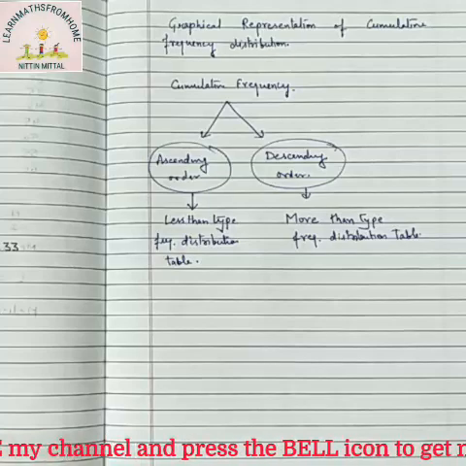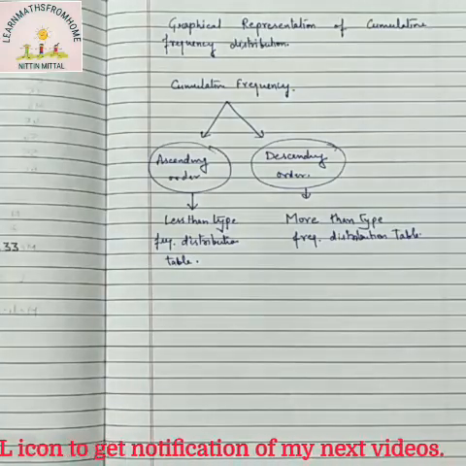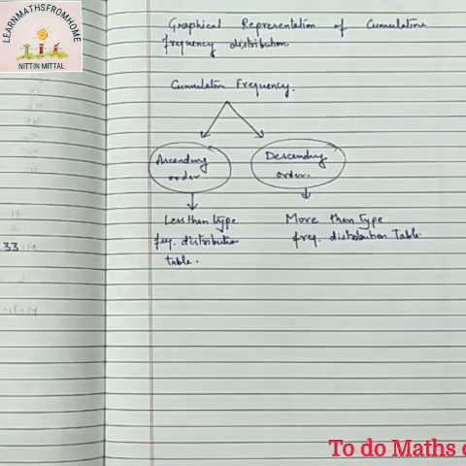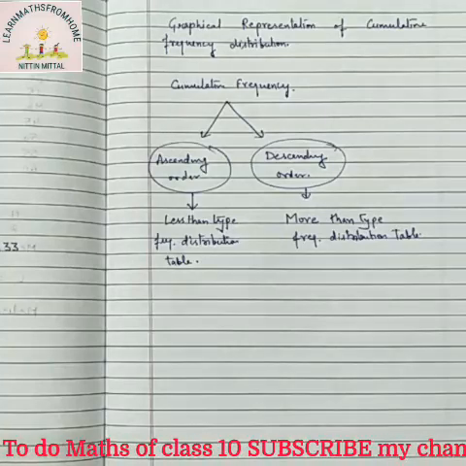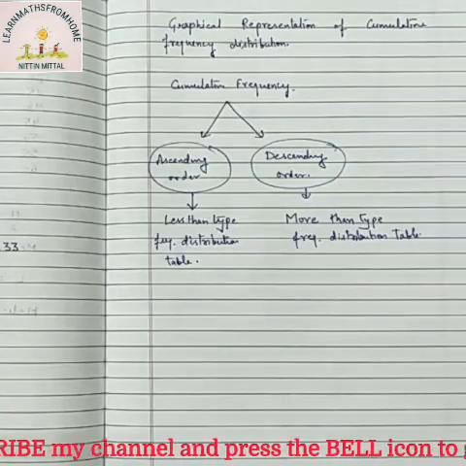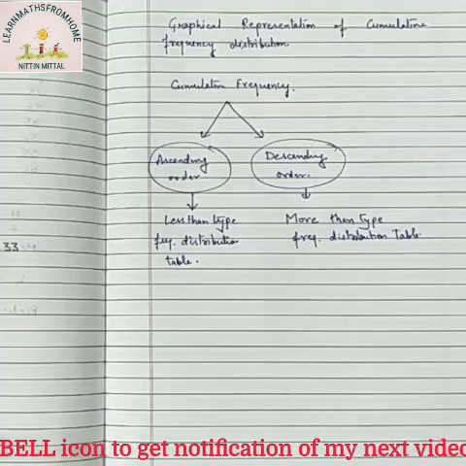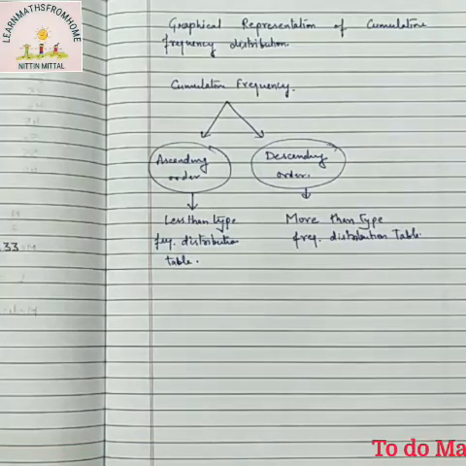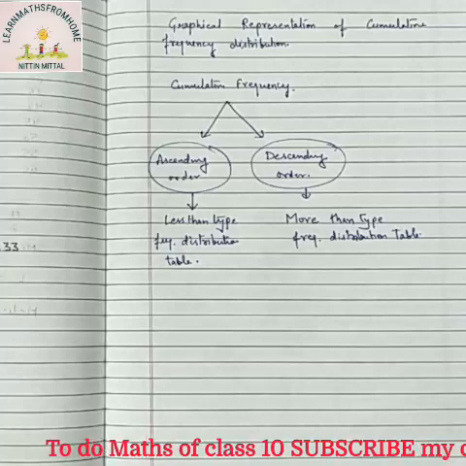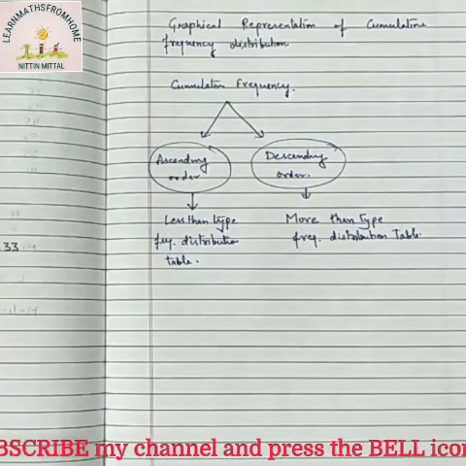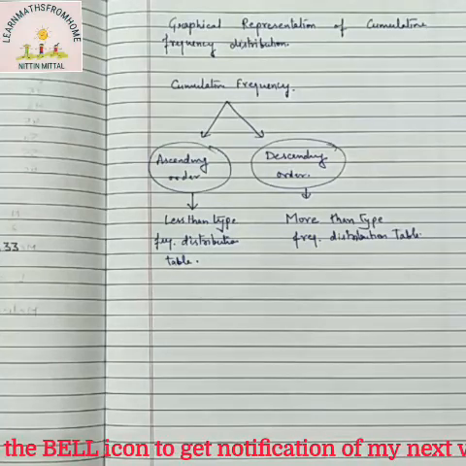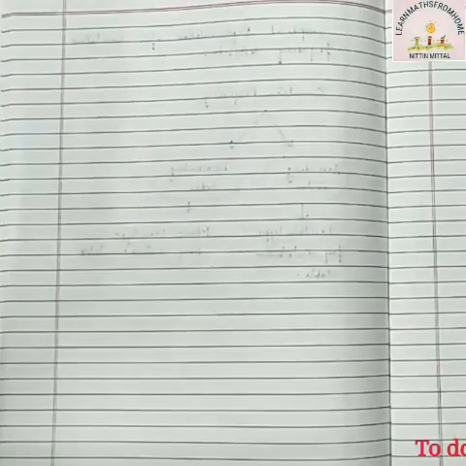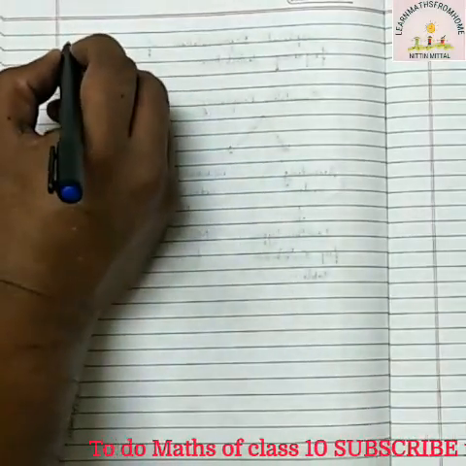Now, how to convert the grouped data into less than type frequency distribution table or more than type frequency distribution table? We should understand first of all this conversion. So I'll be taking help of one question to explain you how to convert the given grouped data into less than type frequency distribution table and more than type frequency distribution table. So let us take one example.